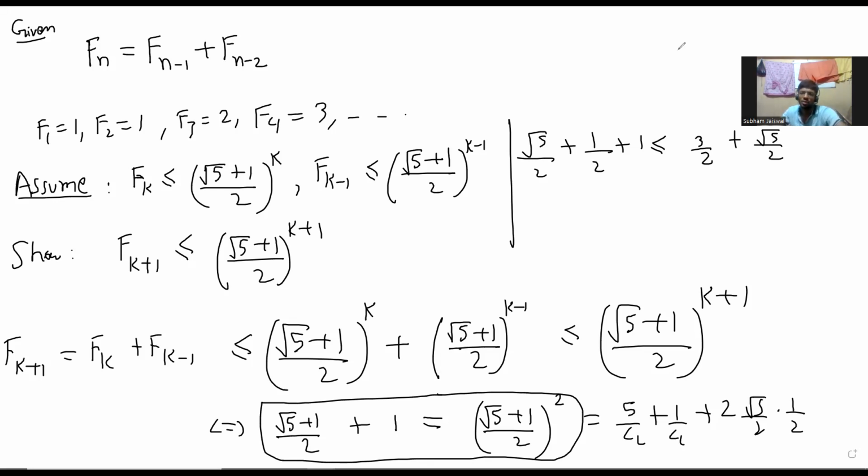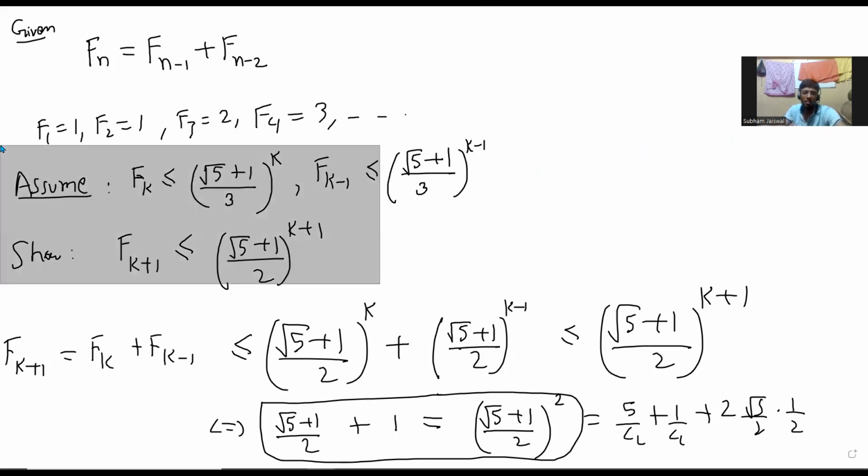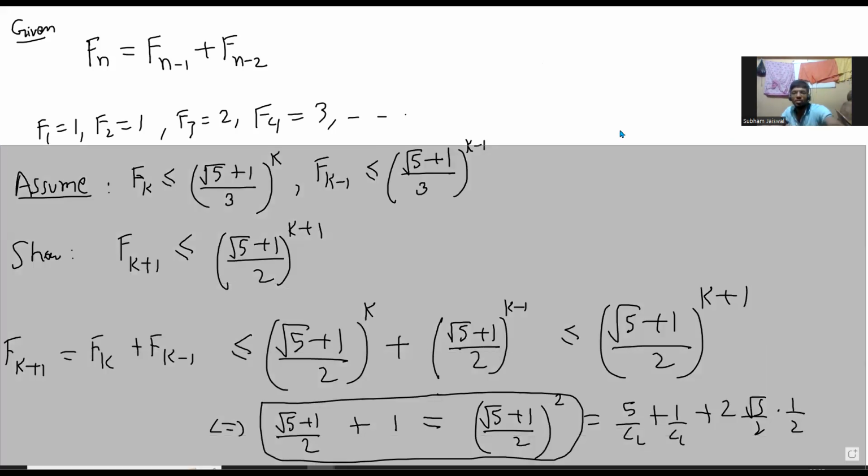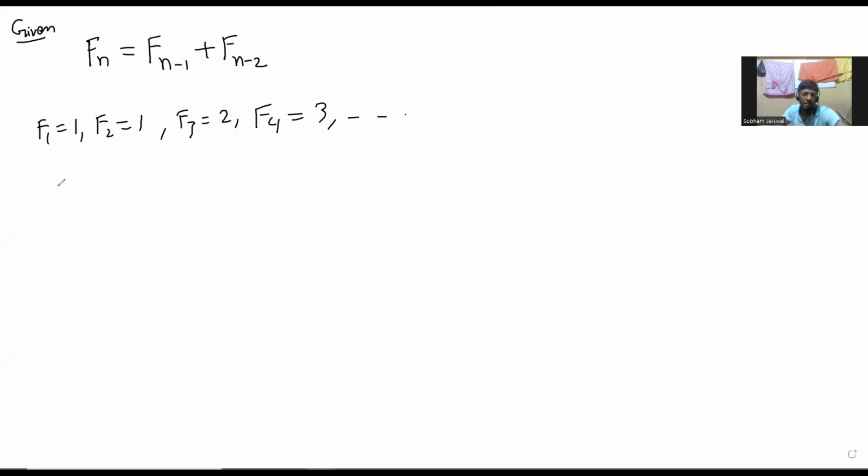Now I would like you to try this. What if I made this 4? Or what if I made this 3? Do you think it will be true? And if not, or if, how would you? No, so I should make the question formal. Now I'm trying to make it smaller. What I'm asking is, is f_k less than or equal to (root 5 plus 1) by 3 to the power k or n?